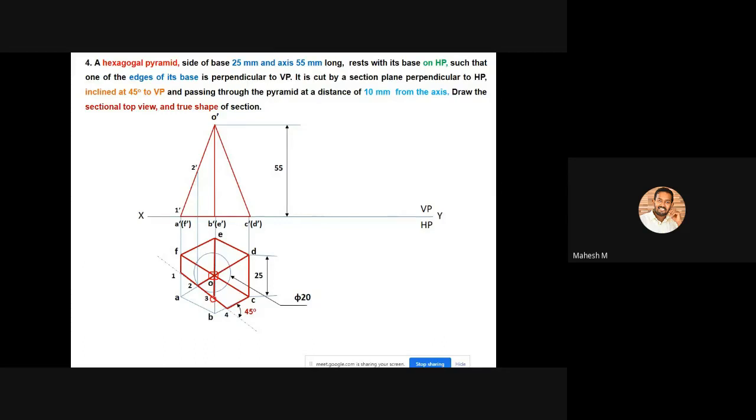So create an arc up to the nearer line. So the nearer line is that O to C. So you can project this O to C up to O dash to C dash. So O dash is here and C dash is here. So you can project up to O dash to C dash. So in some textbook you will be finding the procedure.